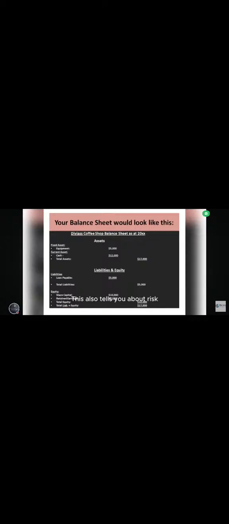This also tells you about risk. A company financed mostly by debt or liabilities is riskier because it has to make fixed payments no matter what. A company financed by equity is generally safer from a debt perspective.